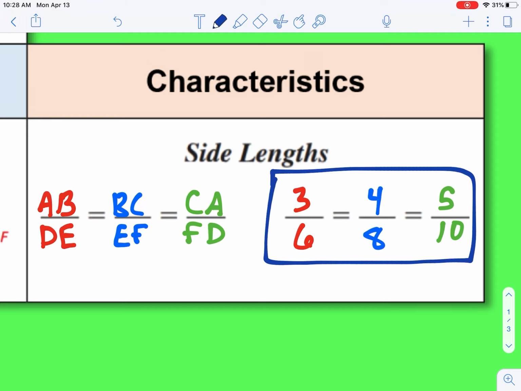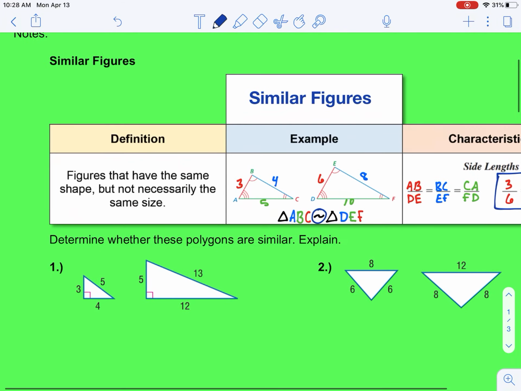If I write those side lengths as ratios, they form a proportion. 3 to 6 is equivalent to 4 to 8 is equivalent to 5 to 10. So we're going to use our side lengths to test to see if figures are similar or not. So let's take a look at our first example.